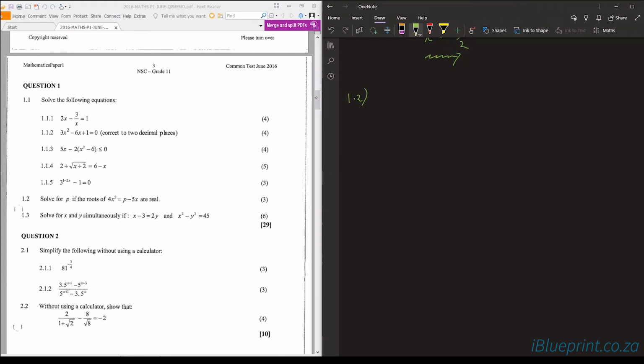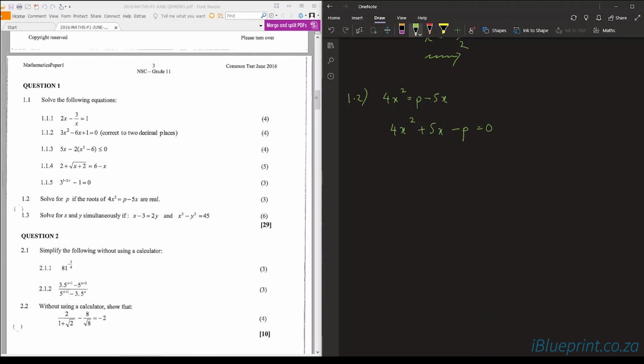Solve for p if the roots of 4x squared is equal to p minus 5x are real. So what are we given? We're given 4x squared is equal to p minus 5x. This is a quadratic equation, and we can write it in the standard form. 4x squared plus 5x, taking 5 to this side and taking p to this side, minus p is equal to 0.